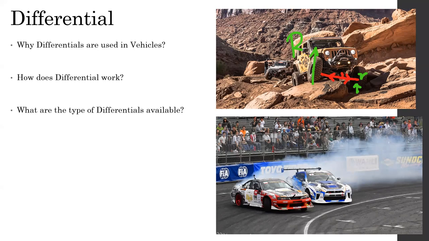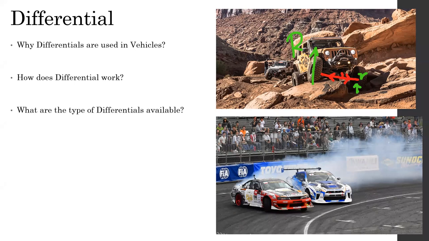Now there are two differences here. In this case, as you can see, it's traveling on a loose surface. These rocks and everything are loose, so the contact surface is not adhering, compared to the tarmac the drifting car is running on. These two have two different surfaces. Because of this difference in surfaces, it's not advisable, though not impossible, to use a common locking differential in this case.